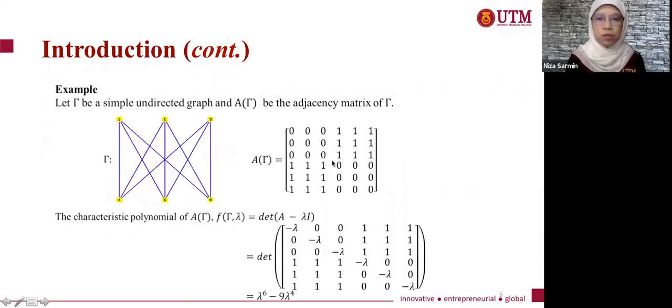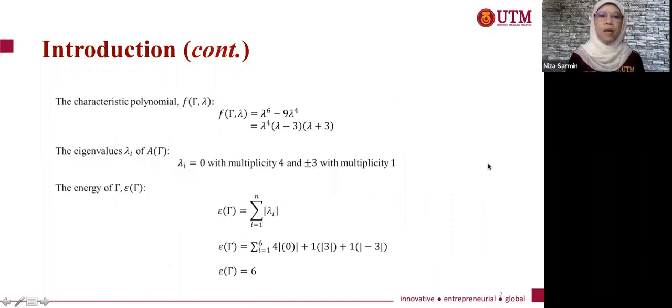And by this adjacency matrix of gamma, we can find the characteristic polynomial as given in our linear algebra. So the f of gamma is the determinant of A minus lambda I. So we calculate the determinant of this matrix, turns out to be lambda to the 6 minus 9 lambda to the 4. And by equating this to 0, we can factor this and see that it gives us lambda i is 0 with multiplicity 4 and plus or minus 3 with multiplicity 1.